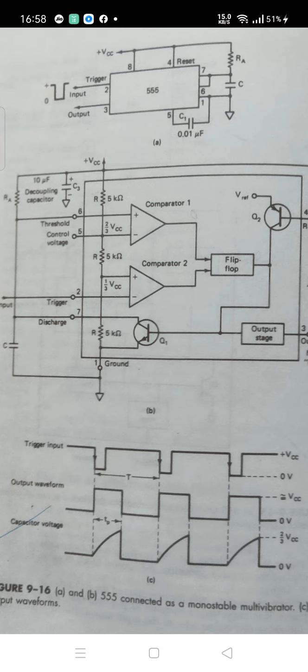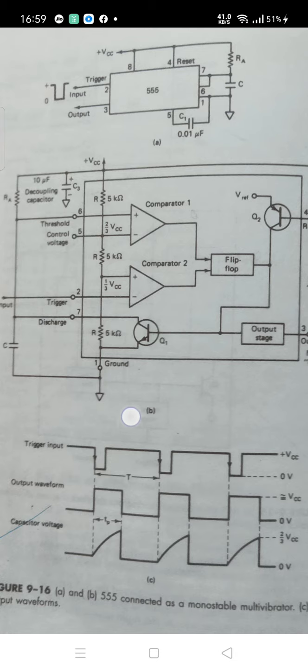The output of the flip-flop turns transistor Q1 on, and hence capacitor C rapidly discharges through the transistor. The output of the monostable remains low until a trigger pulse is again applied, and then the cycle will repeat. The third figure shows the trigger input and the output voltage.